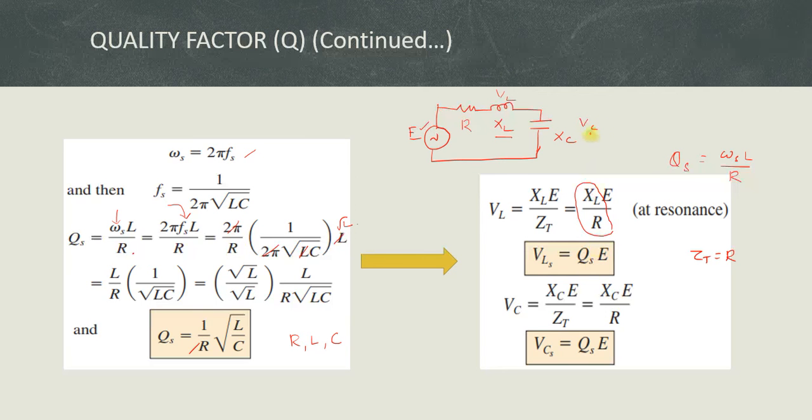Similarly, the voltage across the capacitance VC is defined as the corresponding resistance divided by the total resistance into the total voltage E, and ZT is equal to R at resonance condition. So this XC divided by R is also called the quality factor. So VCs is equal to Qs into E. These are the voltages across the inductance and capacitance at resonance condition.